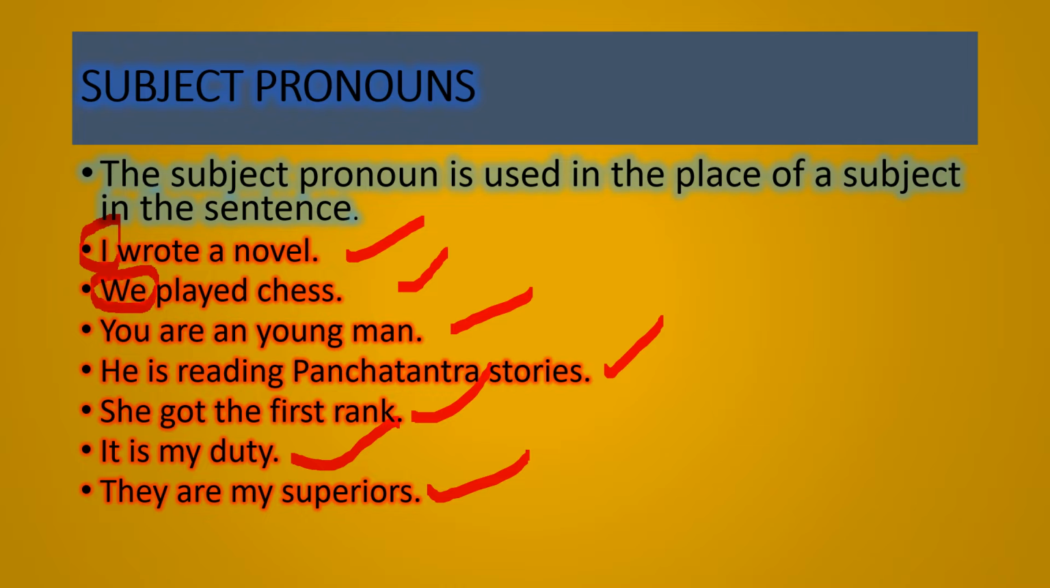You is a subject pronoun. He, she, it, and they. You can use any subject pronoun in place of another subject pronoun. I wrote a novel, he wrote a novel, they wrote a novel, like that. We played chess, I played chess, they played chess, it played chess. They are called subject pronouns because they talk about the thing in the sentence.